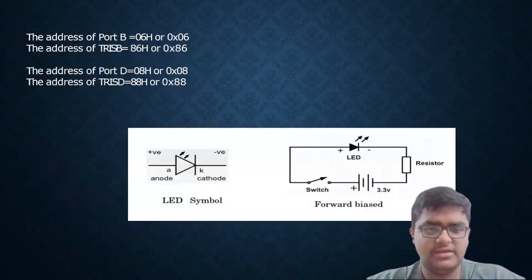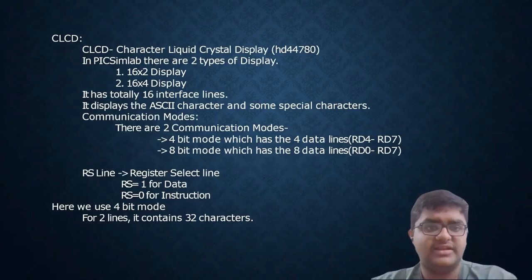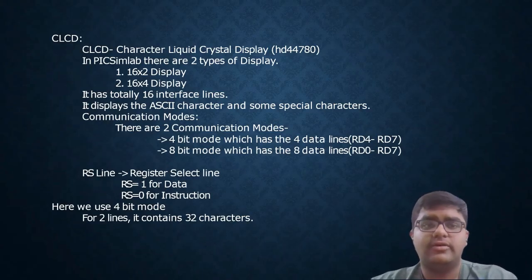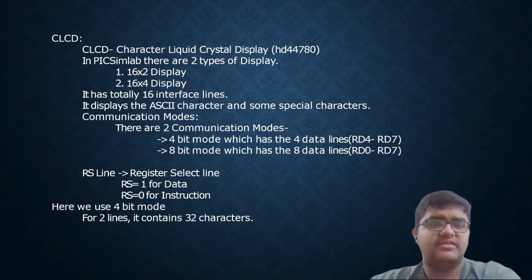So here you can see the symbol of an LED and the basic circuit and how it is addressed to port B. Next, we have CLCD, character liquid crystal display. HD44780 is the part number. We have two kinds of options for the CLCD, that is 16x2 or 16x4. That is 16 characters of 2 lines or 16 characters of 4 lines. It has a total of 16 interface lines. It displays ASCII characters and some special characters.